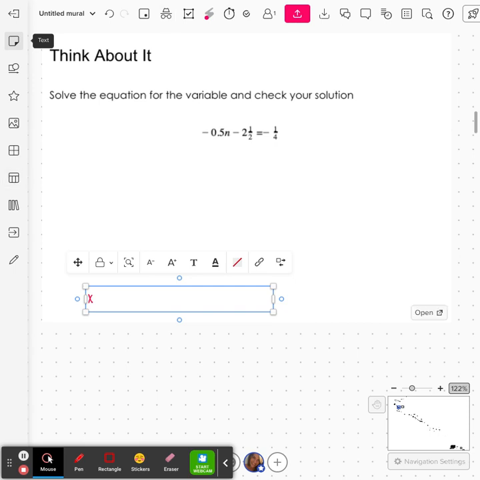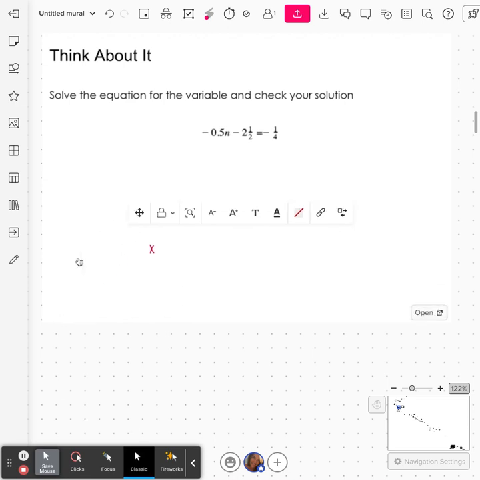So this is our think about it for today. Solve the equation for the variable and check your solution. We are going to debrief this in chunks. We'll debrief it to name our first fence post, and then we'll come back to another debrief for our second fence post and thinking about what our key point for today should be.